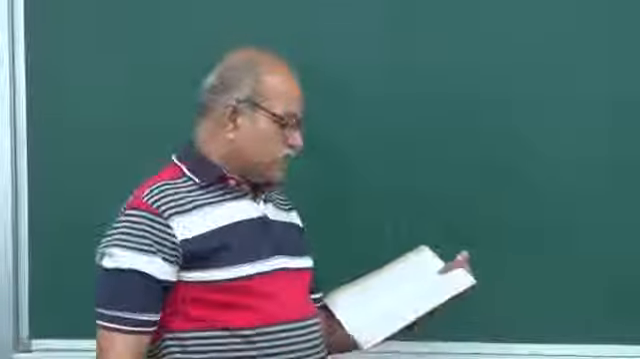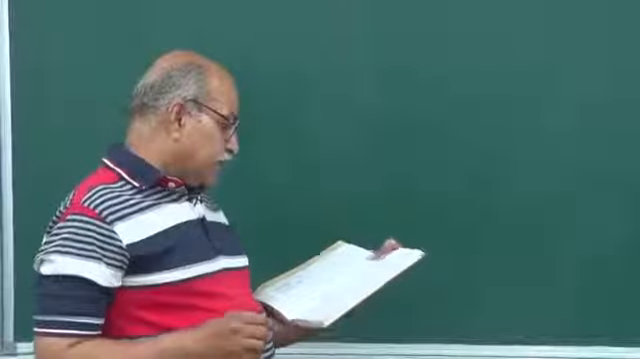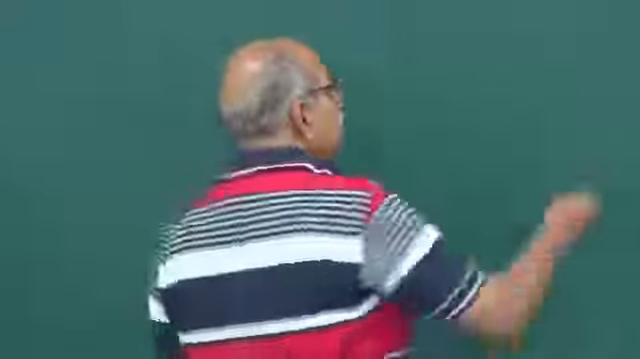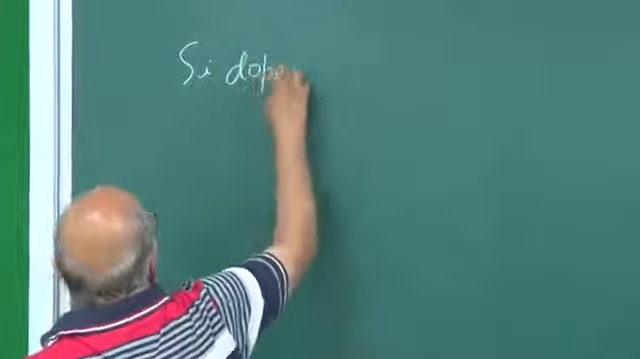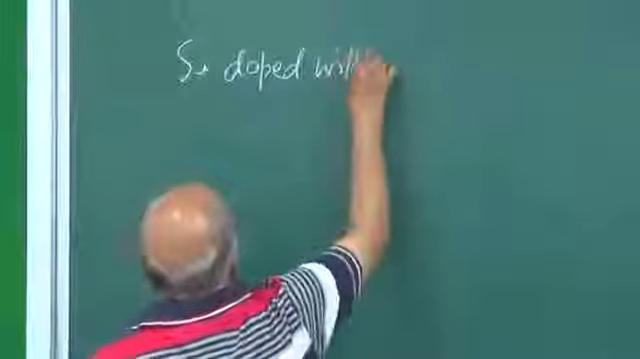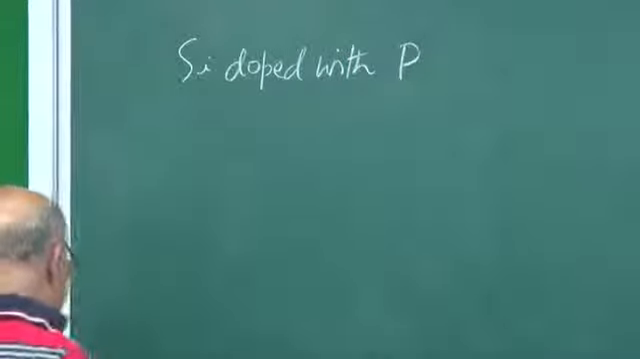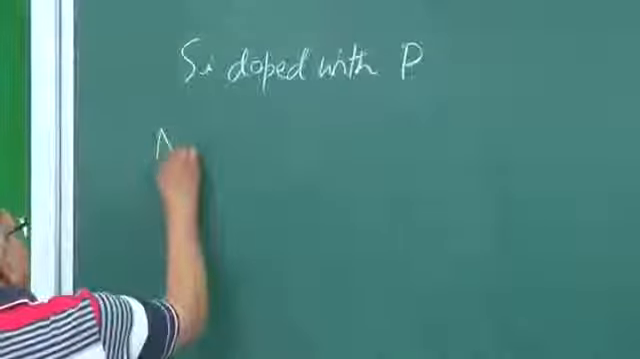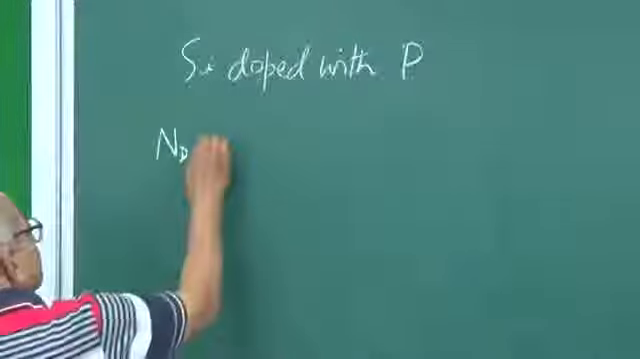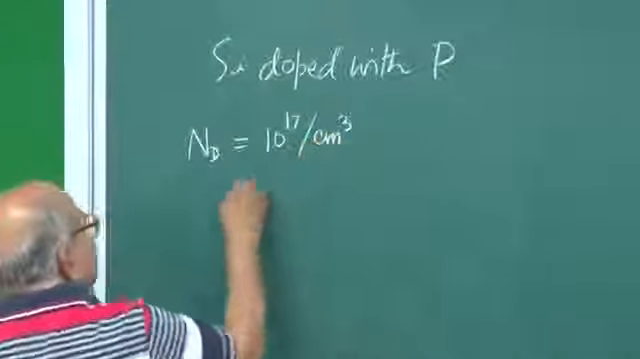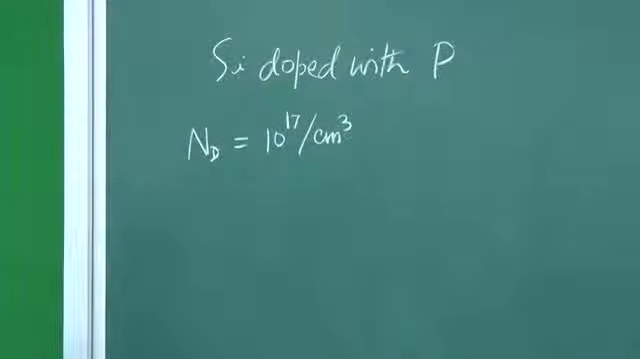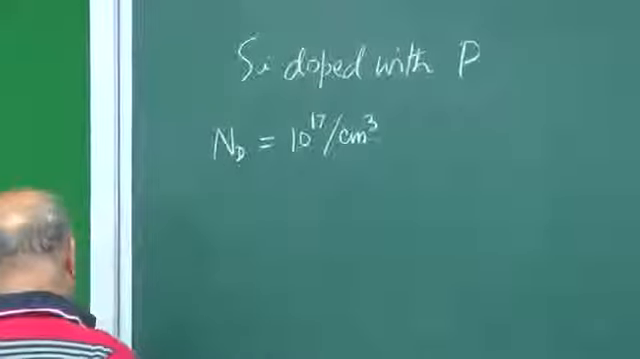Now the next question says that you have a silicon which is doped with phosphorus. Okay, so silicon doped with phosphorus, and the data given are Nd. What is Nd? 10 power 17 per centimeter cube. This is the number of donor ions per centimeter cube, ND, the concentration of donor ions.